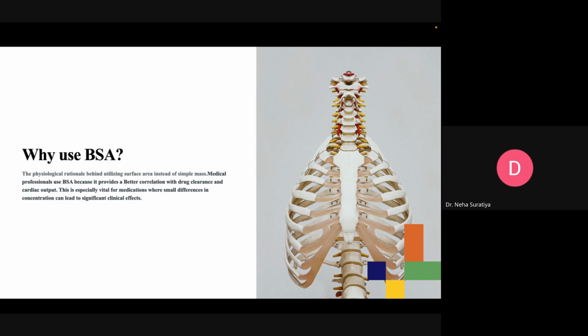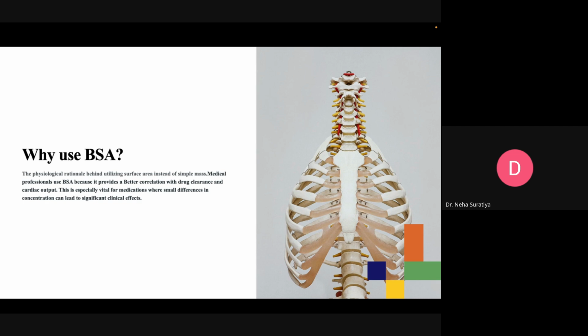Clinically, BSA is considered a better marker than body weight. BSA is effective because it correlates more closely with cardiac output, how much blood the heart is pumping, and renal blood flow, what drug elimination rate we can expect, and the hepatic metabolic capacity, how much drug is being metabolized. Everything is reflected in the BSA. So it is not always a simple formula. We need to correlate lots of things while using this BSA.